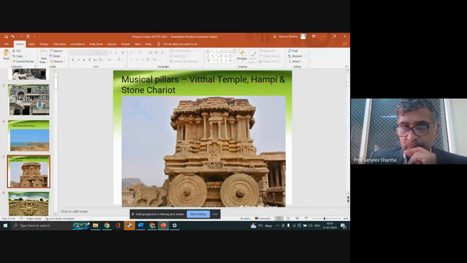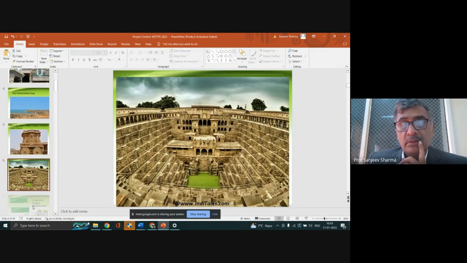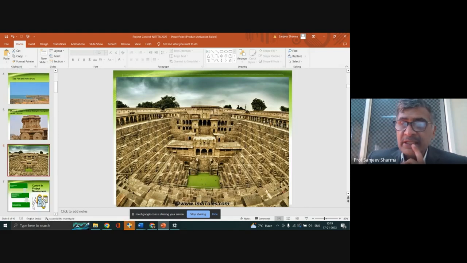There were no management classes at that time. There were no project management consultants, tools. Nothing was in black and white. This Vitthal temple took almost 7 years to build. Can anybody guess this?